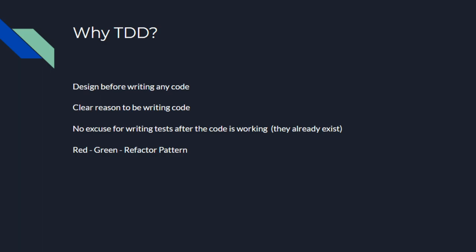This way, when you write your code, you'll have tests first that help you design the API. You'll have a clear reason to be writing your code, and you'll have no excuse at the end for why you didn't write your tests because you already have them before your code. Then we'll also show the red-green refactor pattern here.